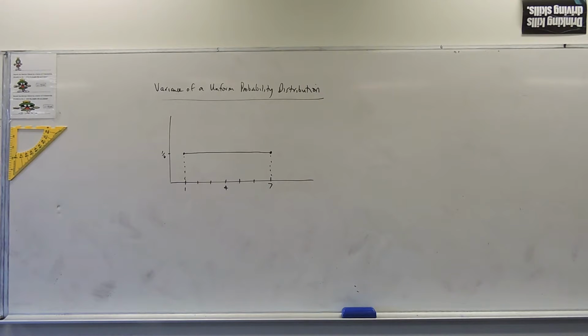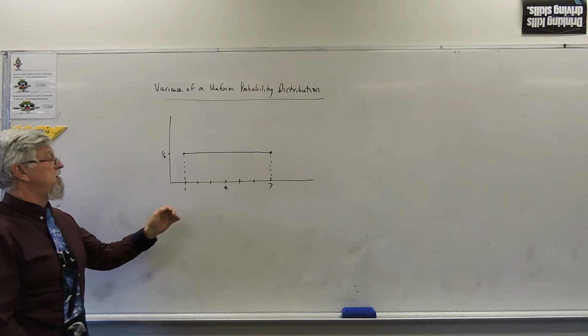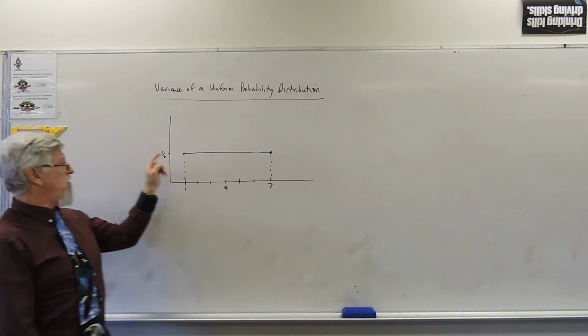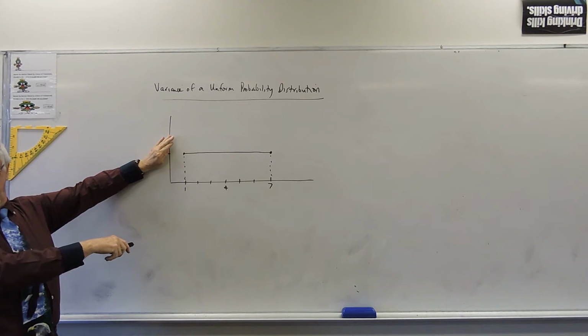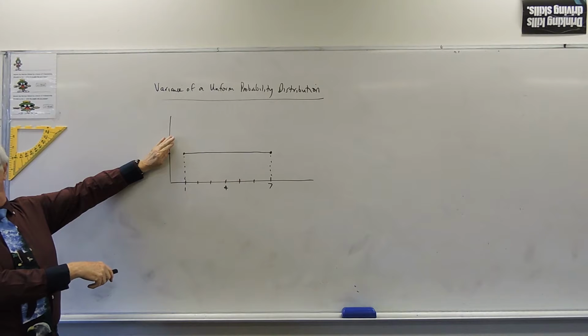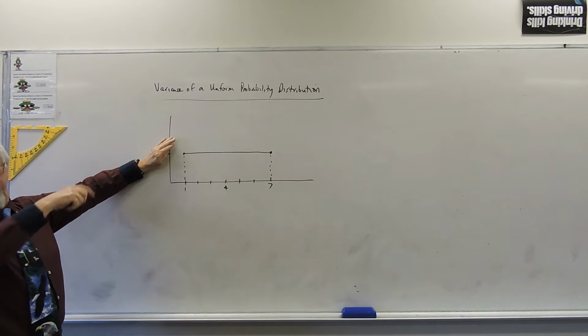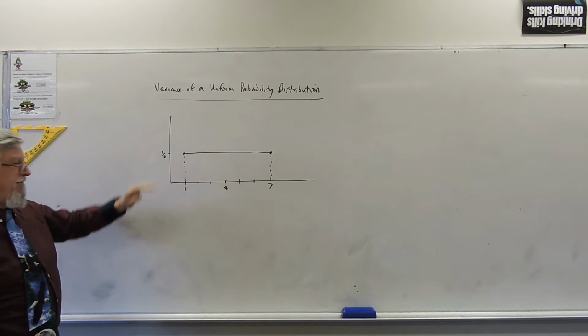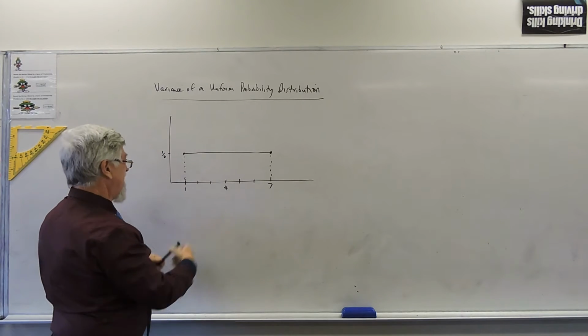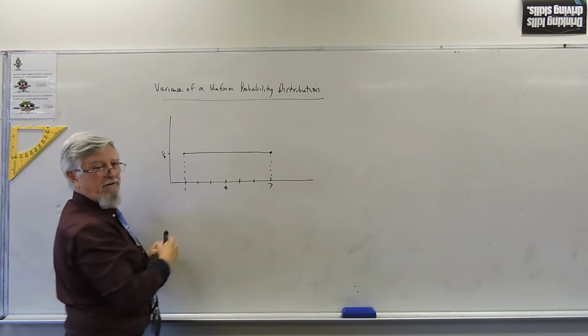Uniform probability distribution basics. Okay, let's talk about what's going on. If that's from 1 to 7, how high does that have to be? 6. You go 7, take 1, which is 6. Divided by 1. How do I get the 1 divided by that? 6. So then you've got the 6 times the 6 will get you an area of 1.